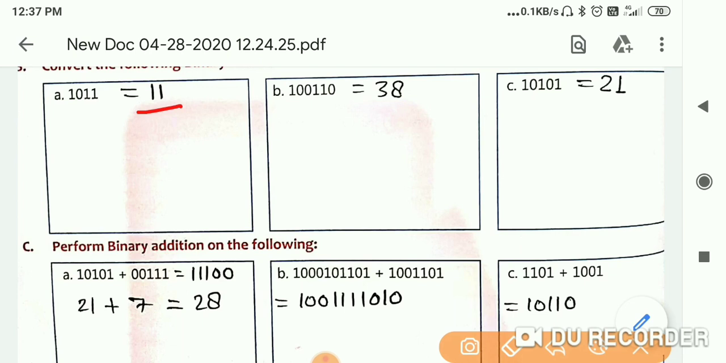The second one is 1001110 binary number and the equivalent decimal number is 78. The third one is 10101 and after conversion it comes 21 in decimal number.